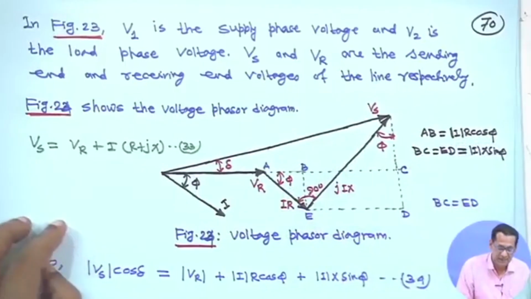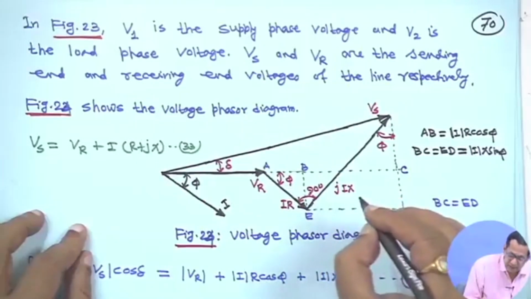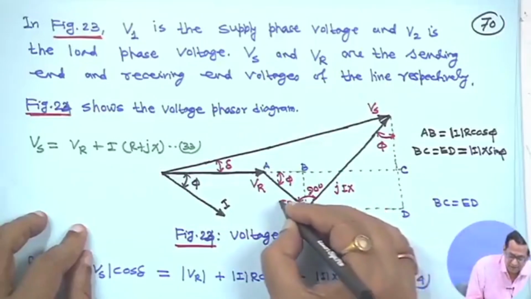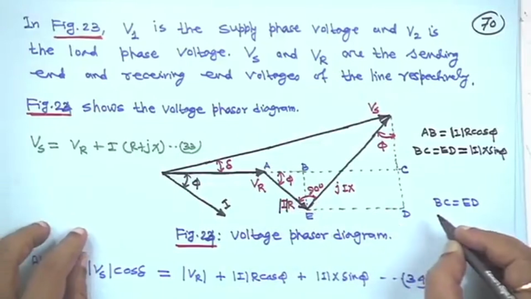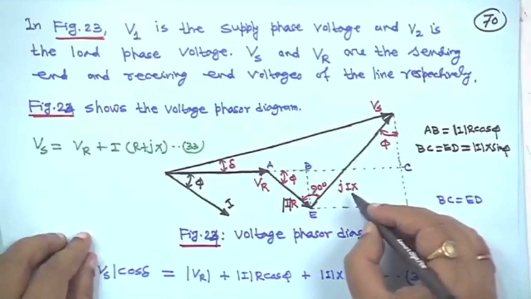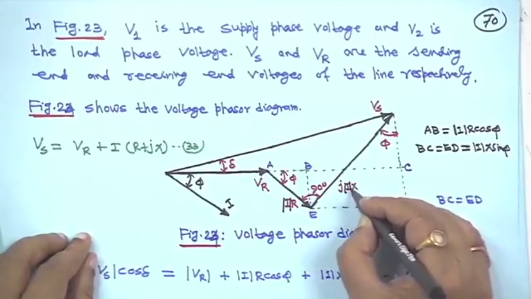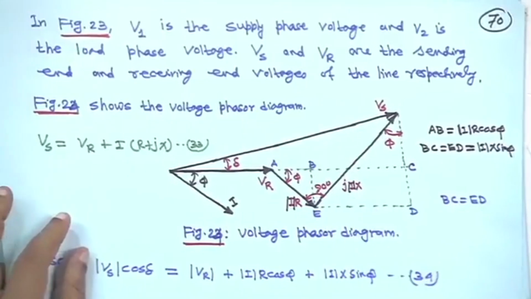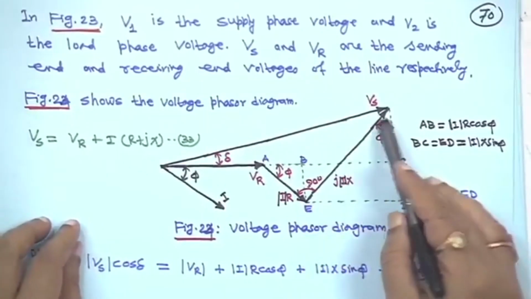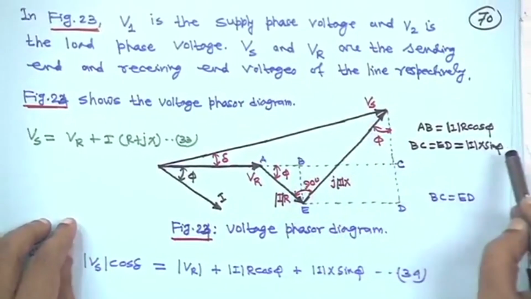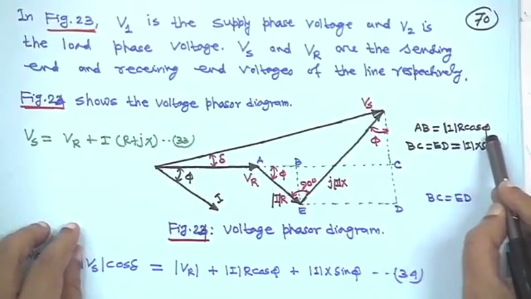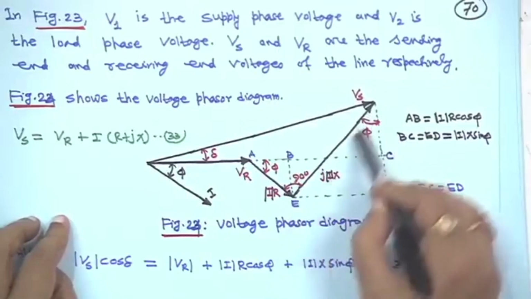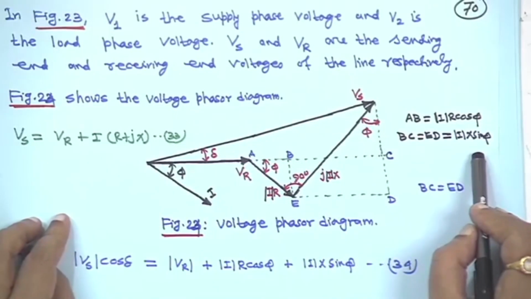So, IR cos phi, actually it is better if I put it as magnitude, then things will be better. So if I put magnitude IR, and this side your JIX, if I put magnitude I into JX, that way AB is equal to magnitude IR cos phi, and similarly BC is equal to ED, this is your IX, so IX sin phi.